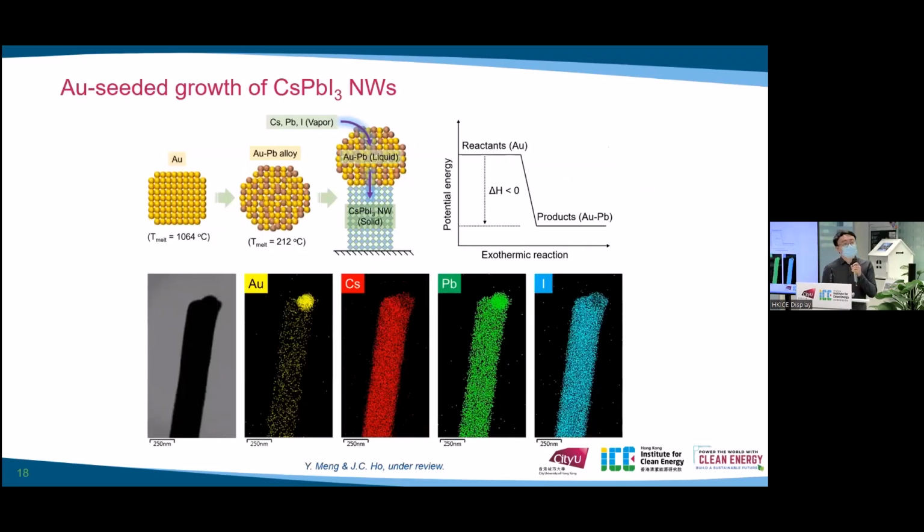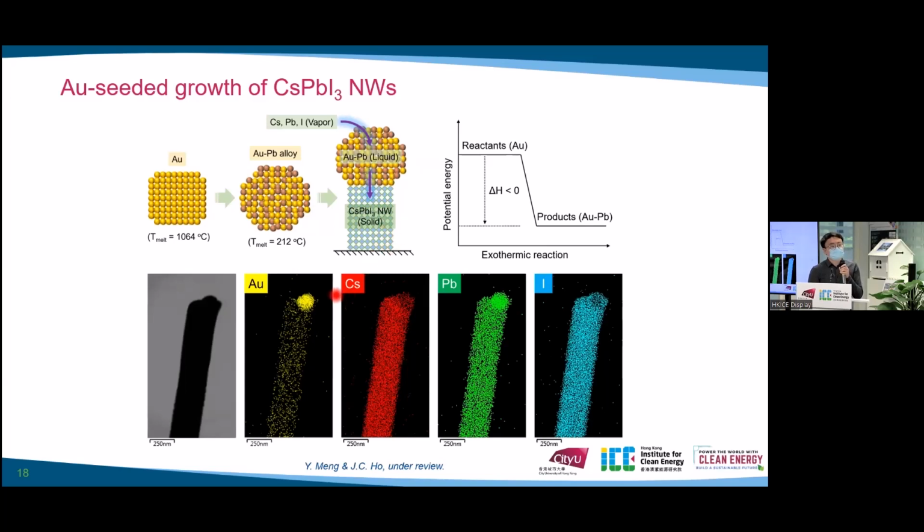As we all know, gold has a high melting temperature of about 1000 degrees Celsius. But we found that in an exothermic reaction, the gold-lead alloy is formed with a low melting temperature of about 212 degrees Celsius. Such a low temperature is beneficial to the VLS growth of cesium-lead iodide-3 nanowire.